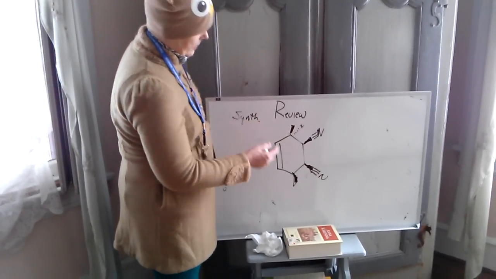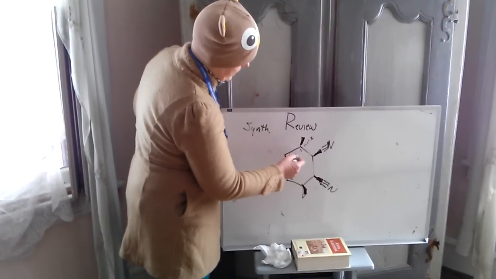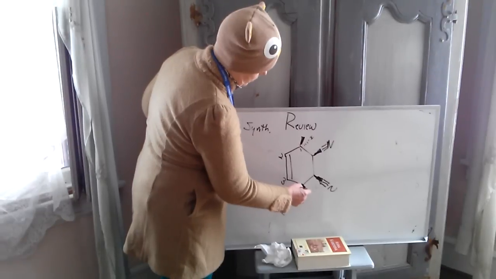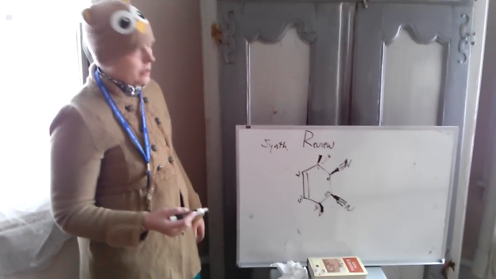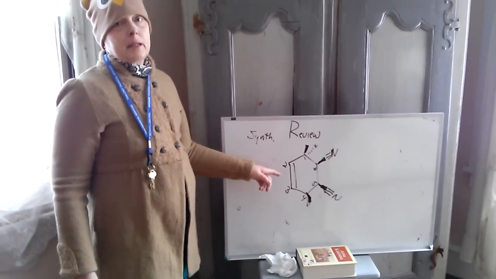Okay? So if you were doing this and you have to synthesize it, you would use your numbers. Make sure you're using your numbers. 1, 2, 3, 4, 5, 6. Why did I choose those numbers? I chose those numbers because the double bond normally ends up between 2 and 3.